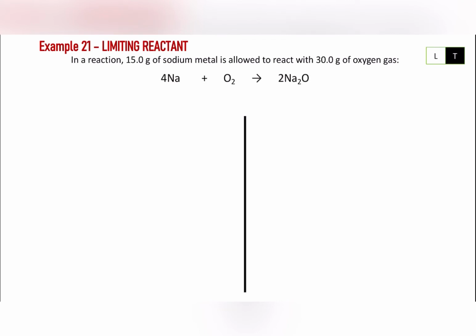Check first whether that equation is balanced or not. So what you have here is 4 sodium, you have 4 sodium, and then you have 2 oxygen, you have 2 oxygen. So it's balanced. So my question, which is the limiting reactant? So I'm going to continue with taking out the information. You have the mass for sodium metal, and you have the mass for oxygen gas.